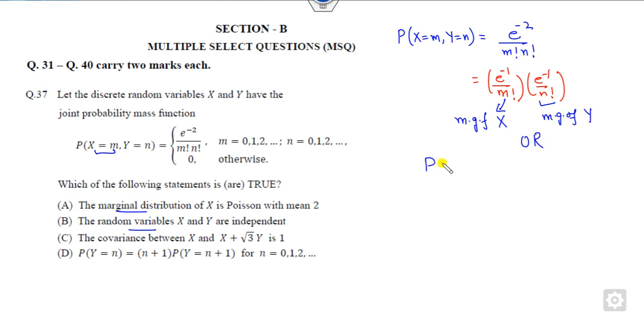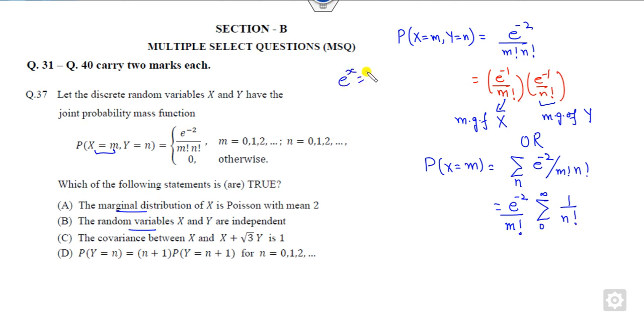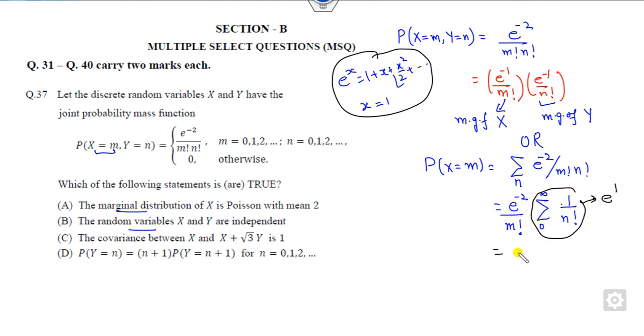Else you can find the MGF of the X like this: e raised to power minus 2, m factorial, collection of all those n. So e raised to power minus 2 is common, m factorial is common, this is 1 upon n factorial, sum from 0 to infinity. Do you remember which series is there? You can see this is nothing but my here. What is the value of the x in this case? X is 1. So this is e raised to power 1. So once this value is e raised to power 1, if you multiply them, you can see is my here.